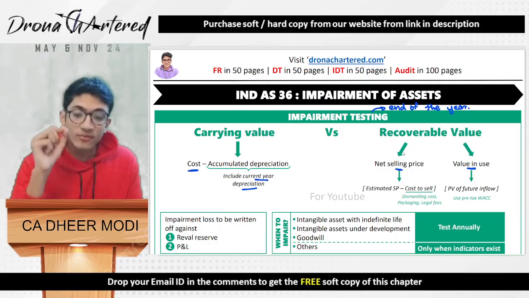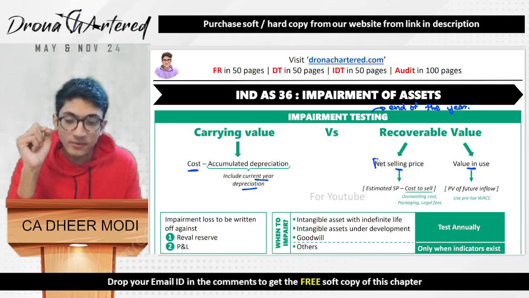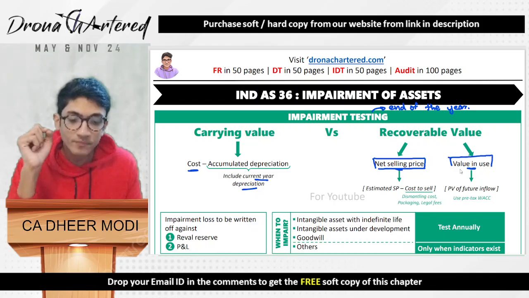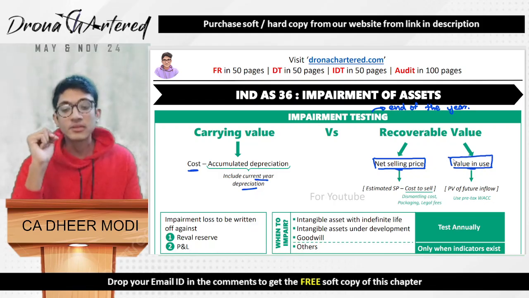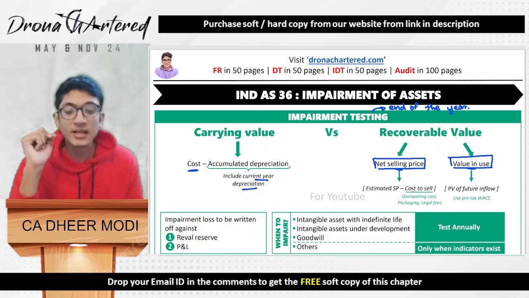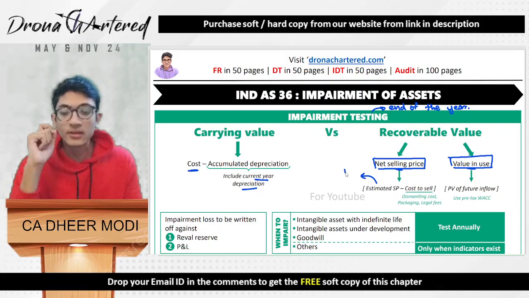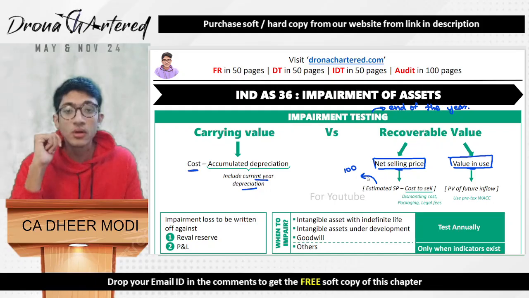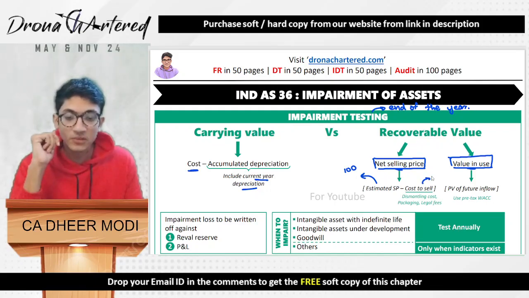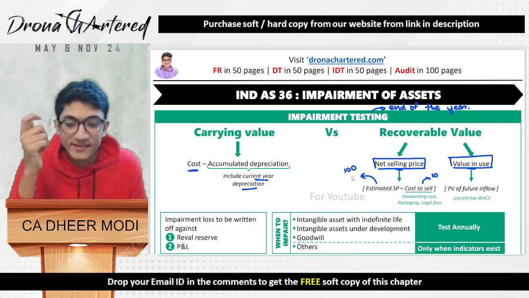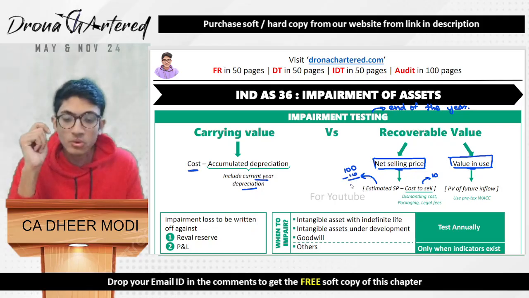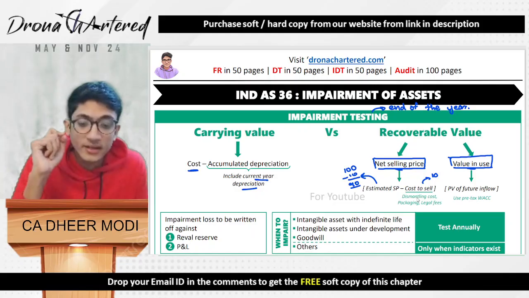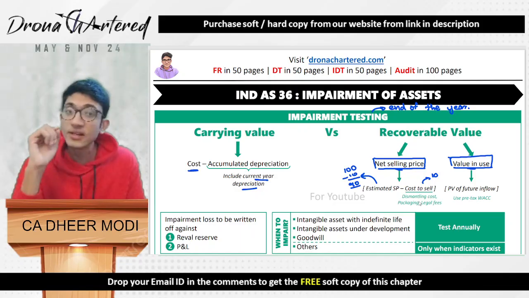Recoverable value is made of two parts. First is your net selling price, and second is your value in use. Net selling price is estimated selling price minus cost to sell. Estimated selling price means if you think that you can sell this asset at rupees 100, but you will also have to incur some cost to sell the asset, say for example rupees 10. Therefore your net selling price will only come to rupees 90. This can include your dismantling cost, your packaging cost, any legal fees.